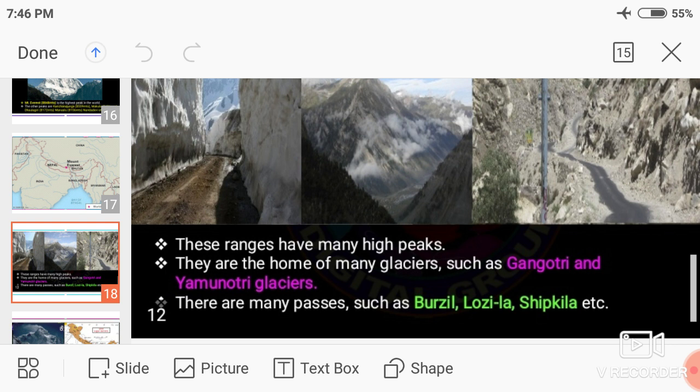They are the home of many glaciers such as the Gangotri and Yamunotri glaciers. The Gangotri glacier is the birthplace of the Ganga river, and the Yamunotri glacier is the birthplace of the Yamuna river. There are many passes like Bara Lacha, Shipki La, etc.